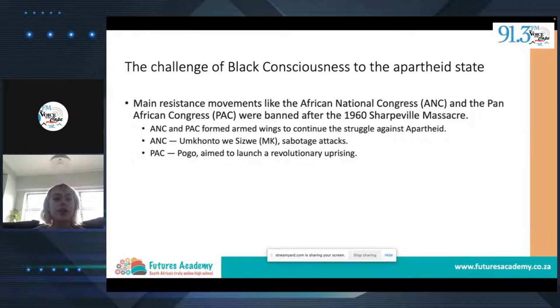Okay, so the ANC and the PAC, in response to this, formed their armed wings to continue their struggle against apartheid. Armed wings as in military sections. So the ANC formed Umkhonto we Sizwe, MK, and they specialized in sabotage attacks, while the PAC formed Poqo, who aimed to launch a revolutionary uprising.